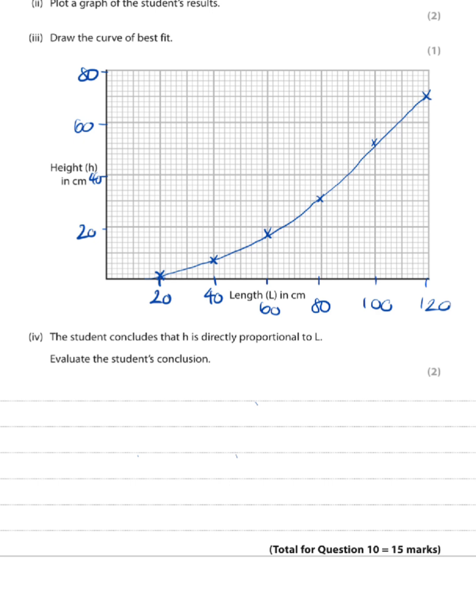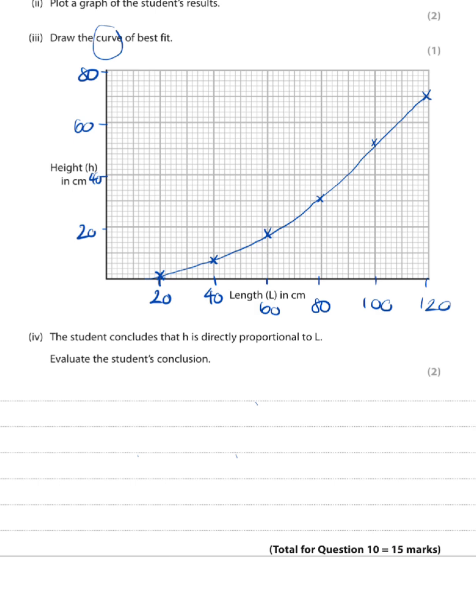You get marks here for making sure that you take up at least half of the grid. So make sure your scale is large enough for that, and to make sure that your points are plotted correctly to the nearest half square. Part 3 then asks you to add this line of best fit, and it does say it is a curve of best fit, so it's a smooth curve going through as many of the points as possible.